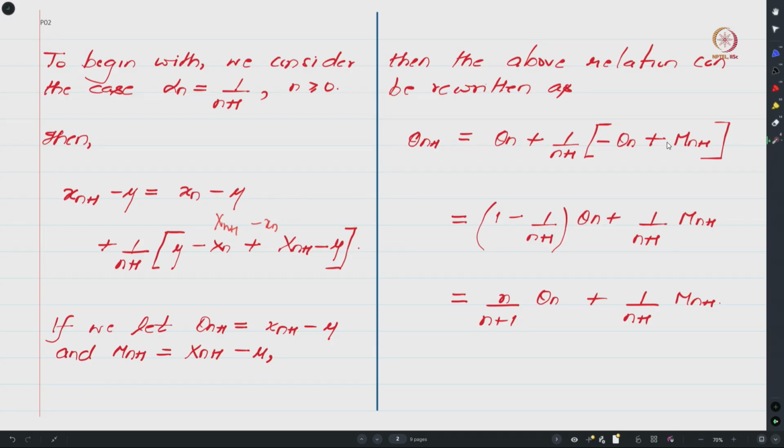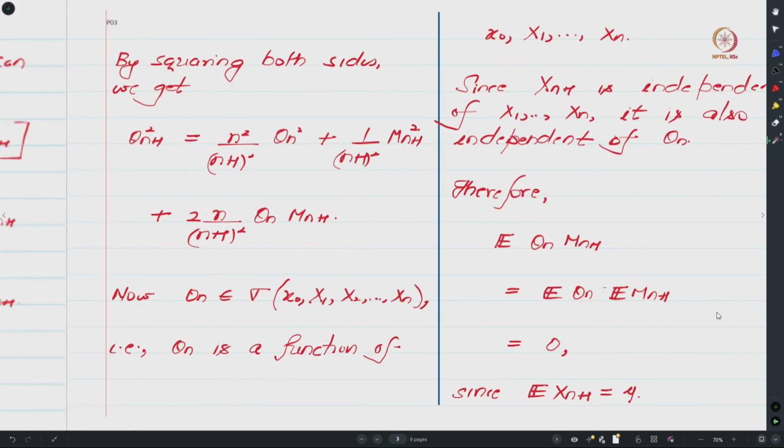By some rearrangement one can see that if I combine these theta n's together, the two terms can be written as (1 minus 1 over n plus 1) times theta n plus 1 over n plus 1 times mn plus 1, right, and this expression leads to n over n plus 1 times theta n plus 1 over n plus 1 times mn plus 1.